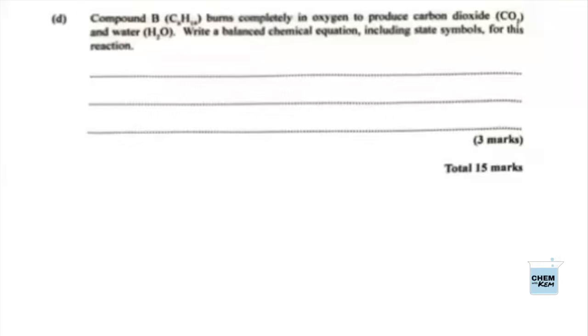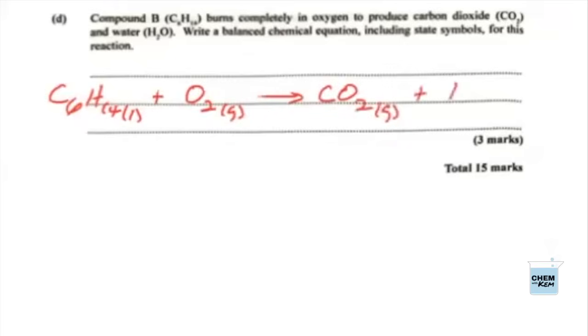Compound B, C6H14, burns completely in oxygen to produce carbon dioxide and water. Write a balanced chemical equation, including state symbols for this reaction. All right, so that's C6H14. That would be a liquid. Plus oxygen will give us CO2, gas, and water vapor, H2O, which would be a gas since that's combustion.